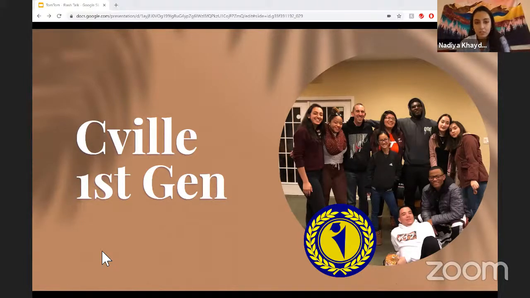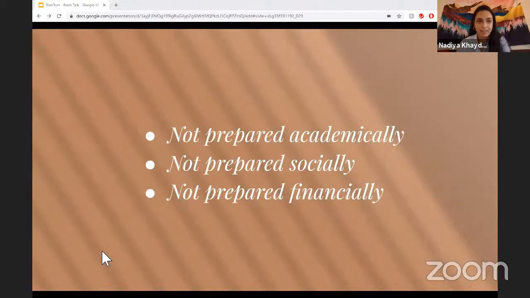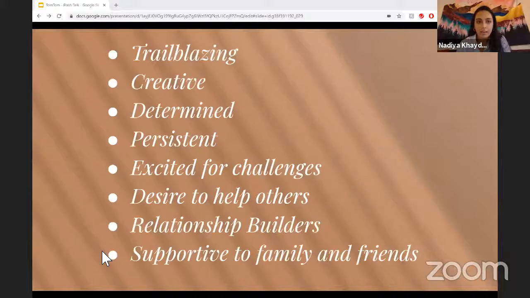No first-gen student is alike, but all of them are being assigned similar assumptions. These are characteristics that are brought up through a need-based lens. Not prepared academically, not prepared socially, not prepared financially for college. At the end of the day, it's a big message of not being prepared. Then how are so many still able to do it and be successful?